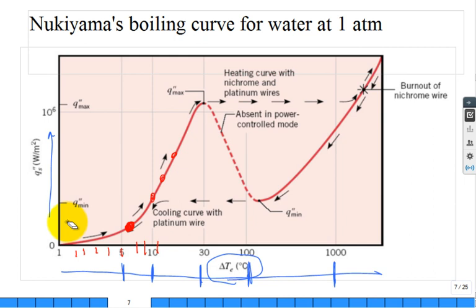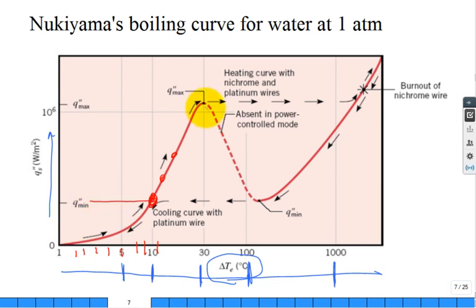Here they show the minimum. And then up here, what do they show? A maximum. So Nukiyama loved it. I'm sure I would have loved to do this experiment too. Play with that variac, turn up the voltage until something exciting happens. And up in this vicinity, you're generating a lot of bubbles.